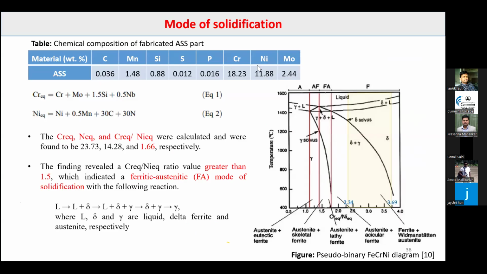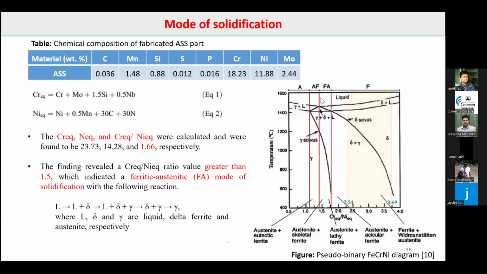So this is the chemical composition. From this chemical composition, I have calculated chromium equivalent and nickel equivalent. The chromium equivalent is 23.73. Nickel equivalent is 14.28. Then I have calculated its ratio. The ratio is 1.66. If this ratio is more than 1.5, then it represents the ferritic-austenitic mode of solidification. So here I have observed FA mode of solidification.